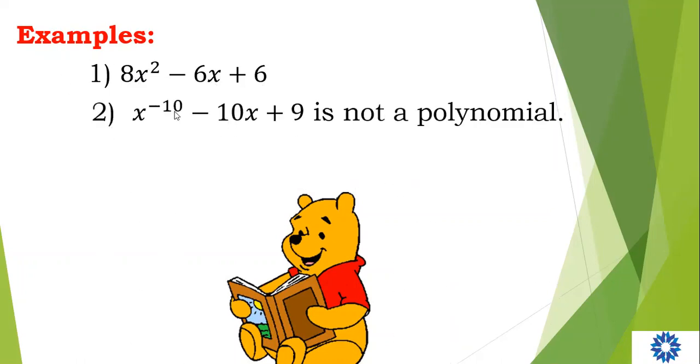Now observe the second example, x power minus 10. Here the exponent is negative. Our definition is that the power should be positive. So here the power is negative. That's why it's not a polynomial.